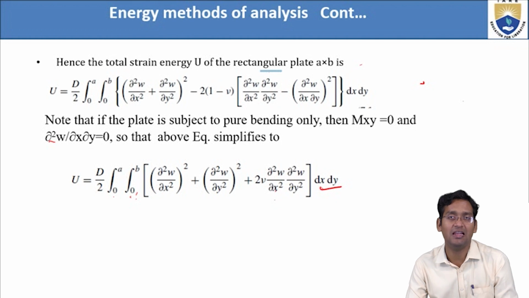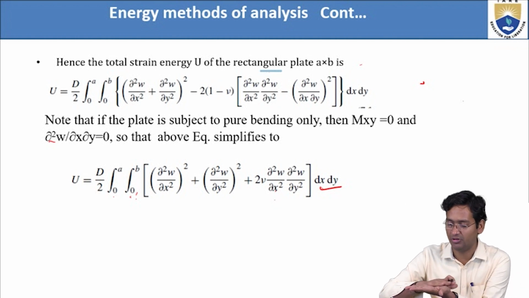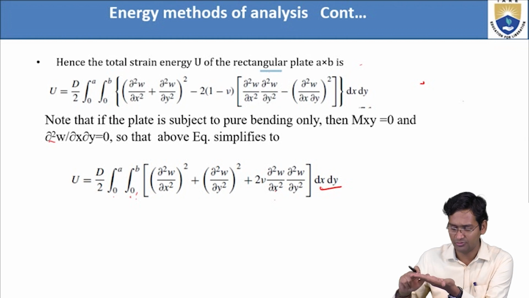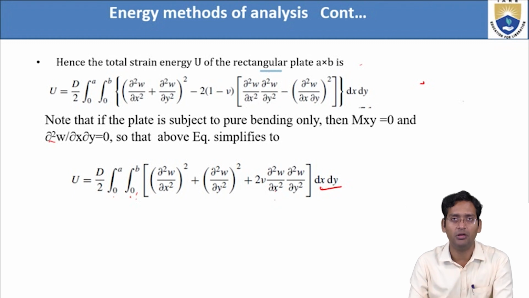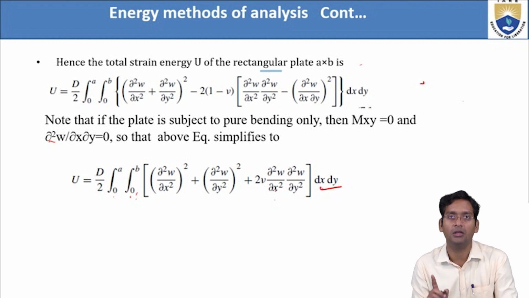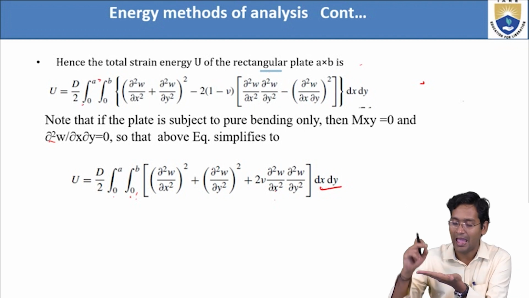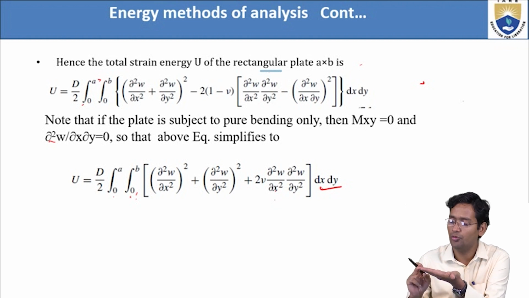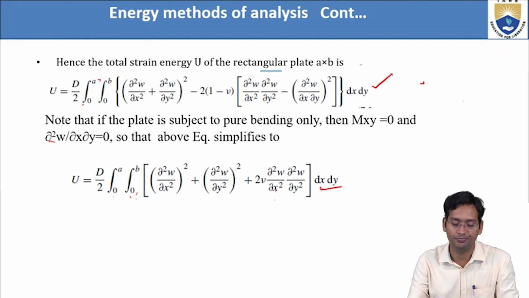Now, here is the total strain energy U of the rectangular plate A cross B. It is the sum of all the strain energy from here to here along this plane. So from here along 0 to B, because this is Y, this is X, so 0 to A. It is along this full, we have to find. So first, this will vary, find for that one. Then this will vary, find for that one. That will be the sum of the total strain energy. So U equals D by 2, 0 to A, and next, this is the Y axis, so 0 to B and this is 0 to A. So from that limit, we have to integrate.